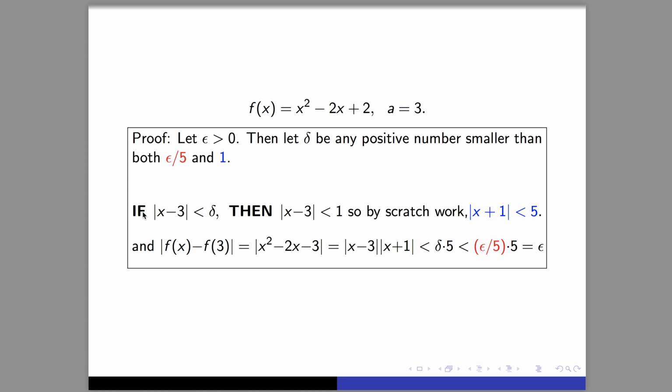So in the end, we've shown that we've found a delta. We specified what it was. I mean, in this proof, we said it could be anything. You could just take it to be the minimum. And we've shown that if x minus 3 is less than delta, then f of x minus f of 3 is going to be less than epsilon.